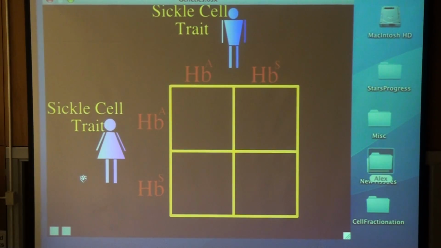And if you fill in the Punnett square, it looks like that. So every time they have kids, each kid has a 25% chance of having sickle cell anemia. Each kid has a 50% chance, 2 out of the 4, of having sickle cell trait, but that's fine because it's still a healthy kid. And a 25% chance of having only the healthy allele, which is also a healthy kid.